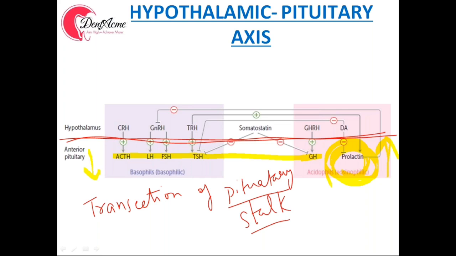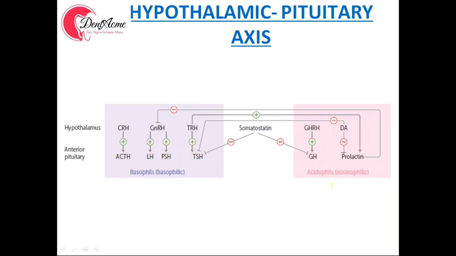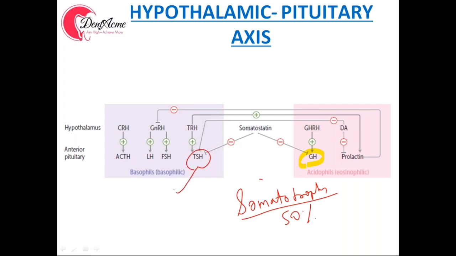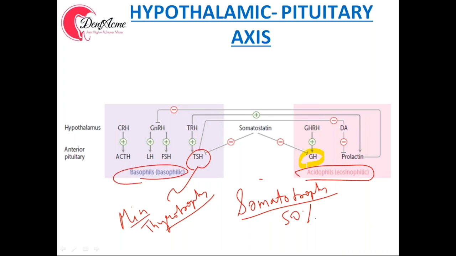Right? And I've also told you the maximum number of cells are the ones secreting growth hormone, which are known as somatotrophs. These are approximately 50% in number. And the minimum ones are thyrotropes. They might ask you minimum as well. So minimum are thyrotropes. And these two are acidophilic. The rest four are secreted from the basophils. Right?